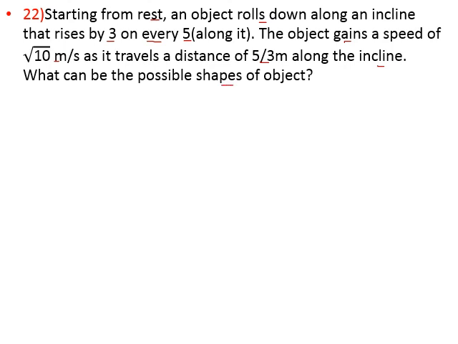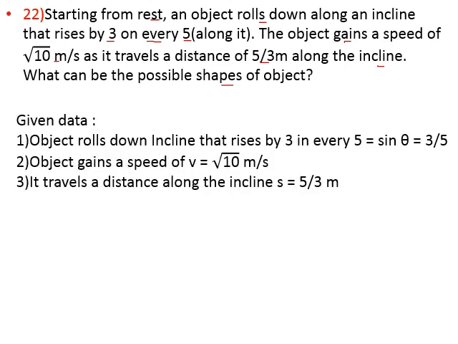Once again, read it carefully. What data is given? Are you imagining this? Hope so. Now, what does this sentence indicate? The object rolls down an incline that rises by 3 in every 5. This indicates that sine theta is given, which is nothing but 3 by 5. Then the speed is given and the distance traveled along the incline is given, that is 5 by 3 meter.